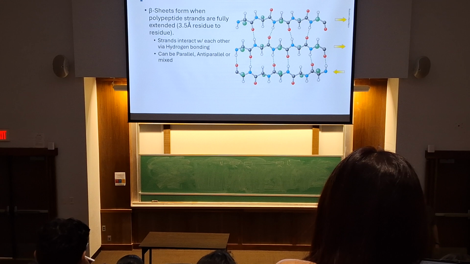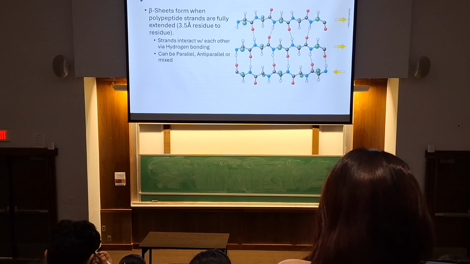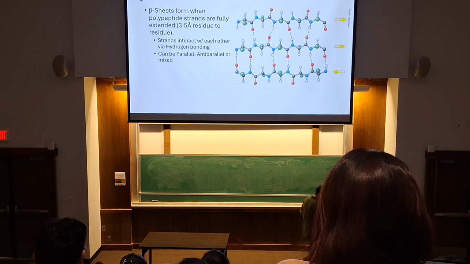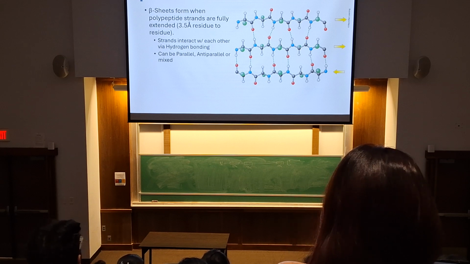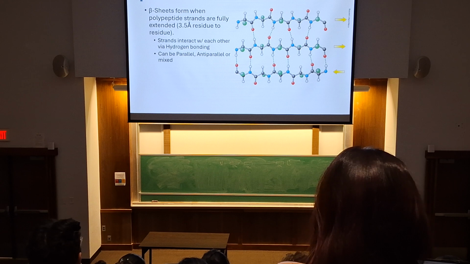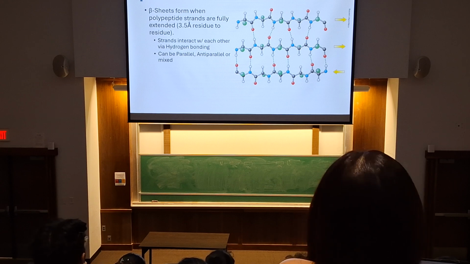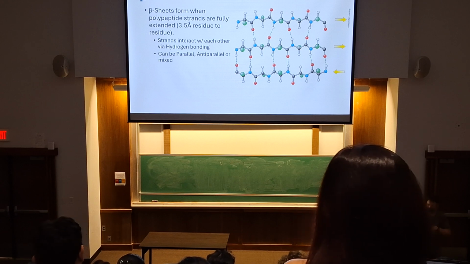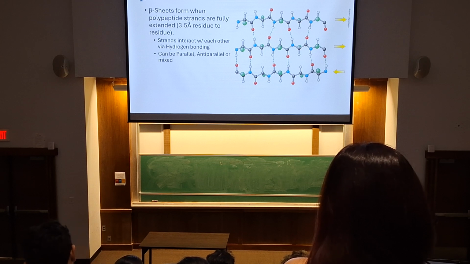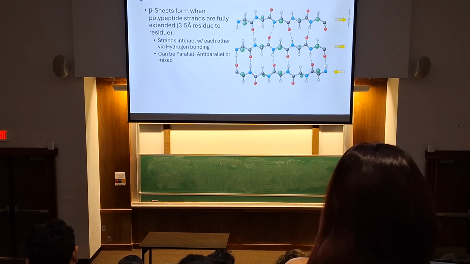Now, beta sheets are a little bit easier to understand. You can think of them as just an elongated series of amino acids. Beta sheets are made up of beta strands. A beta strand, you see here, has a length of 3.5 angstroms per residue. And interestingly, let's just look at this beta strand right now.